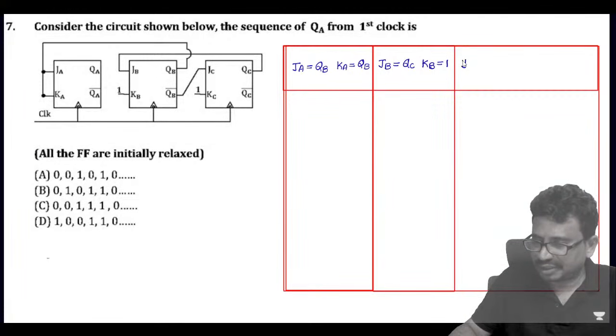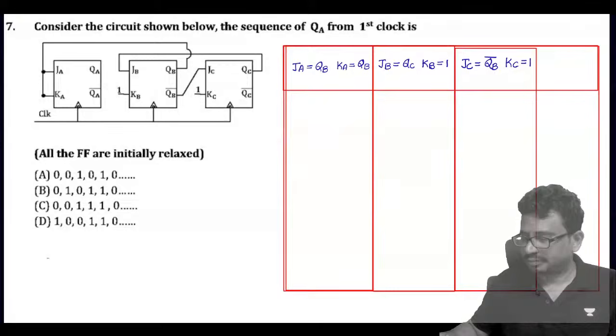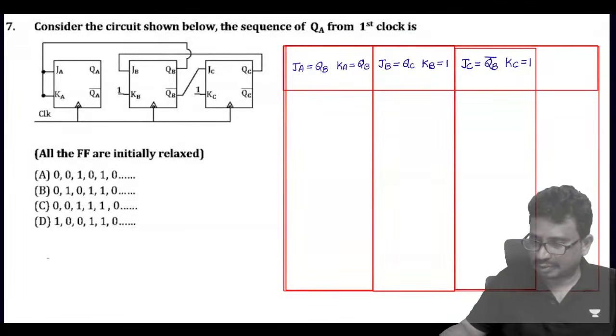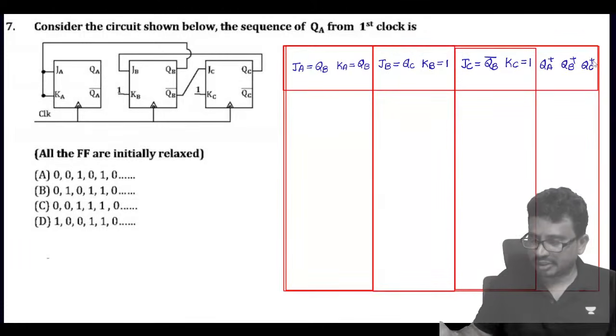Next, JC is equal to what? Tell me now, QB bar, KC, which is equal to 1. So we need the elements QA, QB, QC in the first 3 clock pulses. Initially the flip-flops are 0, 0, 0.